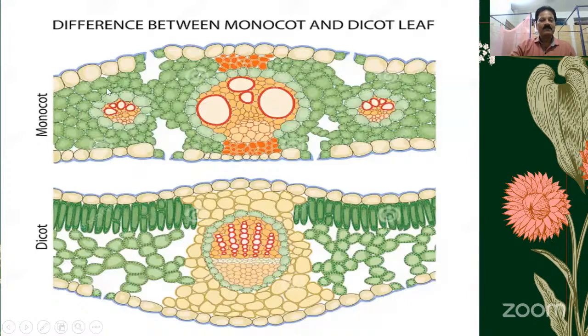Here the mesophyll is same. That's why the monocot leaf is isobilateral leaf. Dicot leaf is dorsiventral leaf. This is the dorsal side. This is the ventral side.